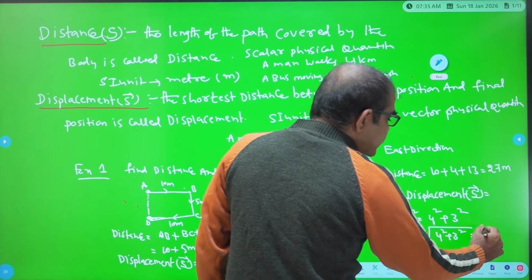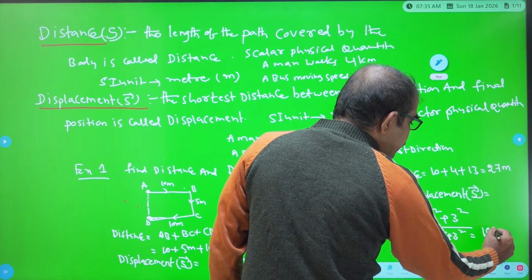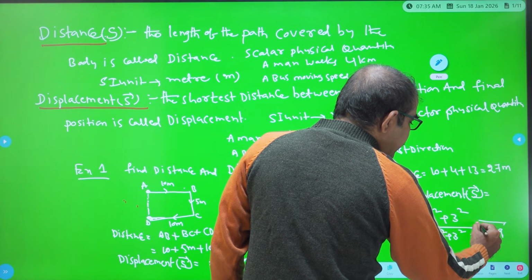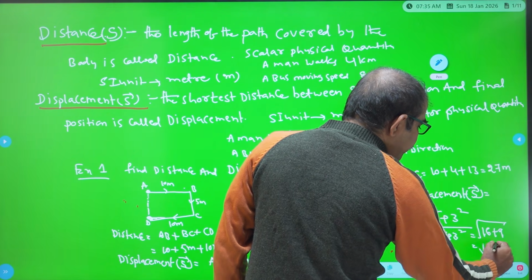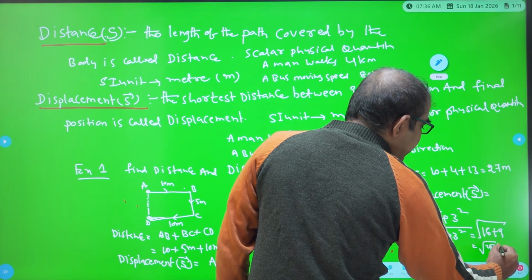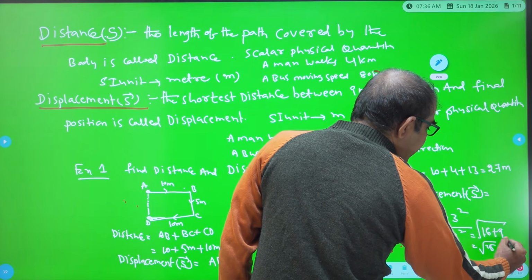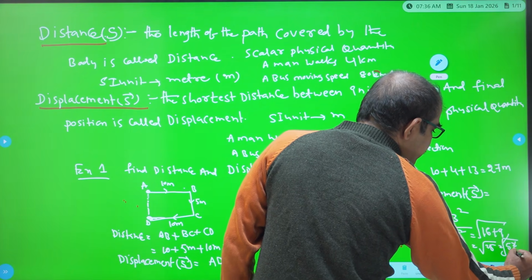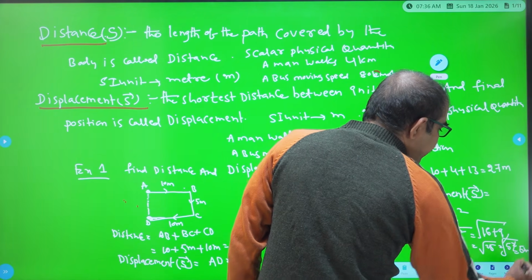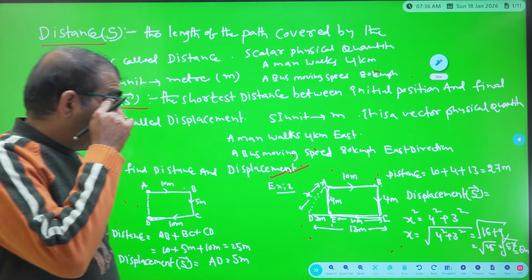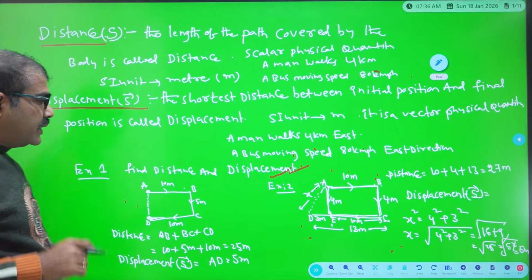Then x is equal to the square root of 4 square plus 3 square, that is 16 plus 9, so that is equal to root 25. Root 25 is 5 square, the square root cancels. The answer is 5 meter. That is the displacement.